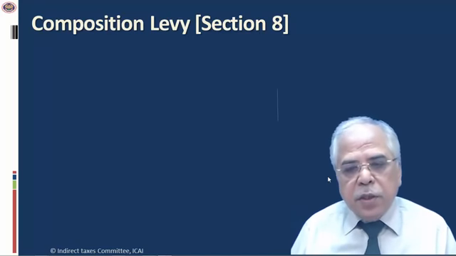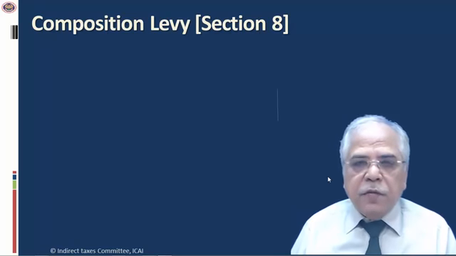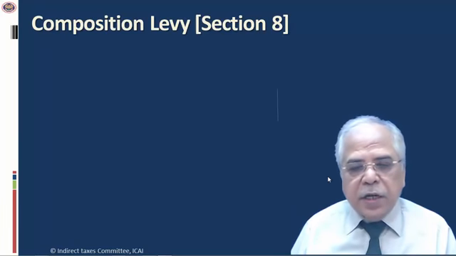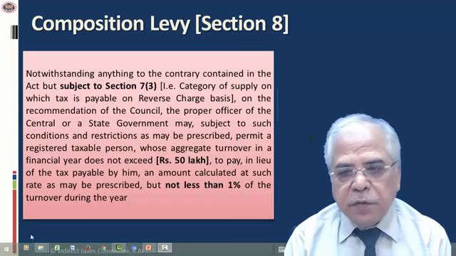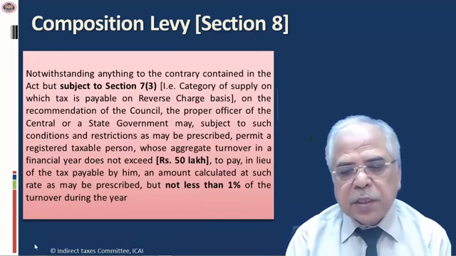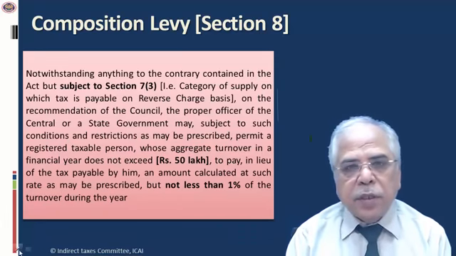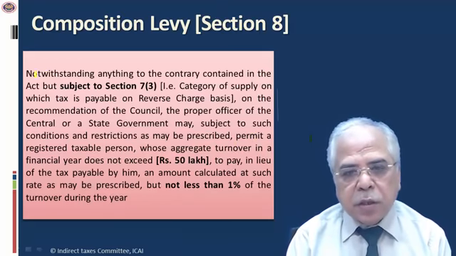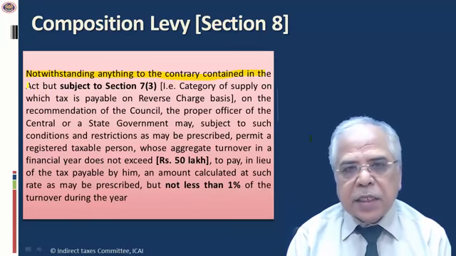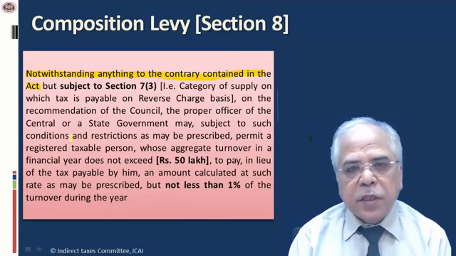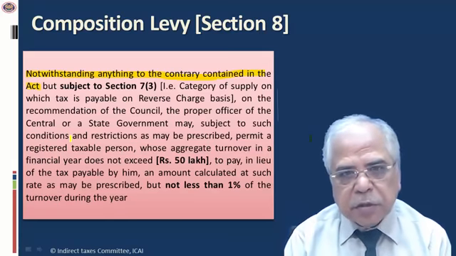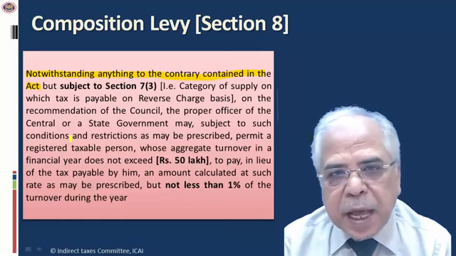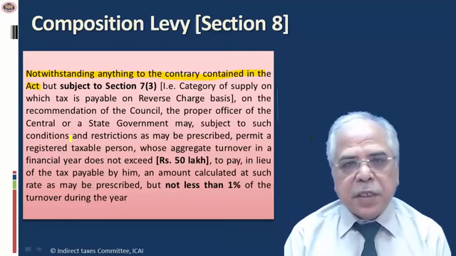So in GST also, they are talking about a composition levy, which is being dealt by Section 8 of the GST model law. If you read this section, which is being reproduced in this slide, it clearly talks about that notwithstanding anything to the contrary contained in the Act, it is a non-obstante clause, and the provision of this section shall prevail over other sections, and this scheme is not available wherever the recipient of service or recipient of goods, that is recipient of supply, is being made liable to pay service tax under reverse charge.